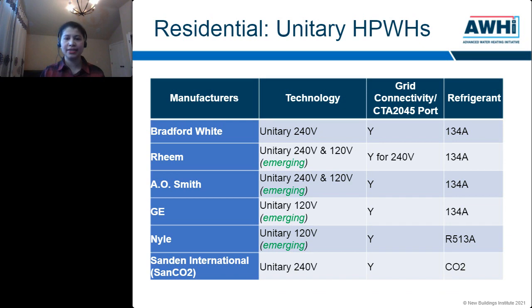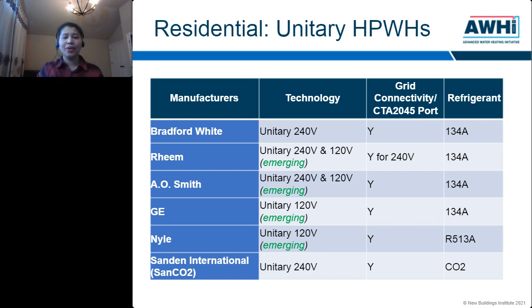What you see on this screen is the residential unitary heat pump water heater manufacturers and their technology features: the voltage, the grid connectivity aspect, and finally the refrigerants that they use. To focus our conversation on emerging technologies, what you see in green are the emerging technologies. The 240 volt products have been in the market for decades, but the 120 volt retrofit-ready heat pump water heaters are just hitting the market. There are 4 manufacturers, and between now and the end of 2021, they should be out with all of their 120 volt products.